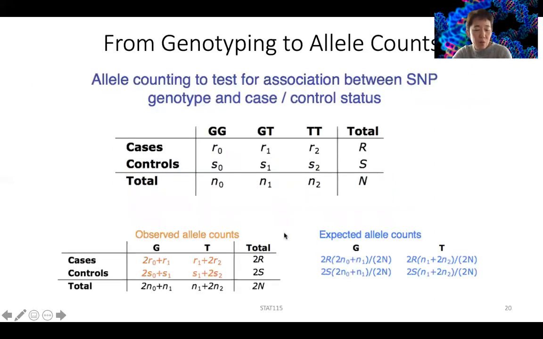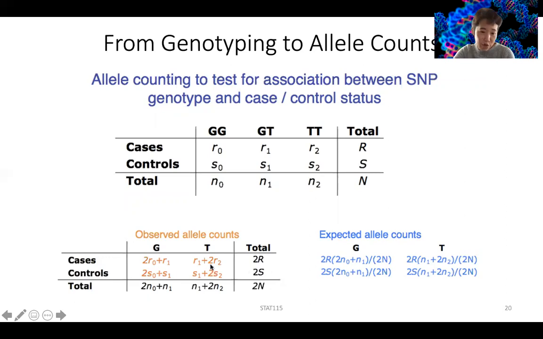And then we ask what alleles are really present in the cases. If it's GG, there are 2 G alleles because G appears twice, so you count that as 2. For GT, you count G as 1, whereas T is once in GT and twice in TT. You just ask how many times you observed the G allele versus the T allele in the cases, and how many times you see them in the controls.